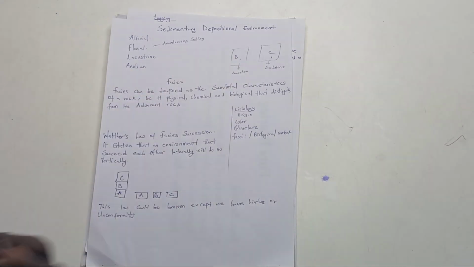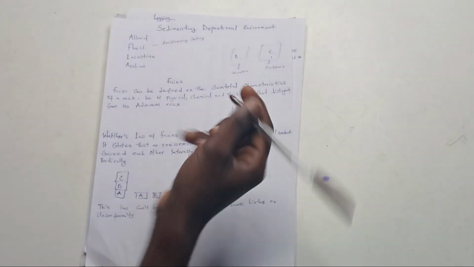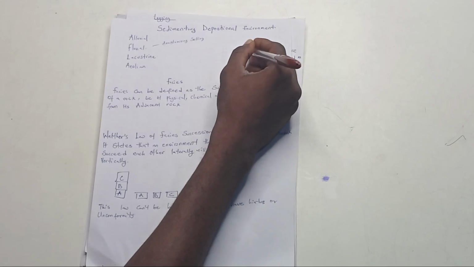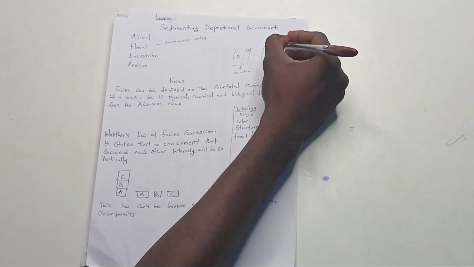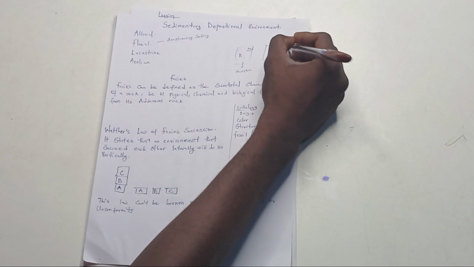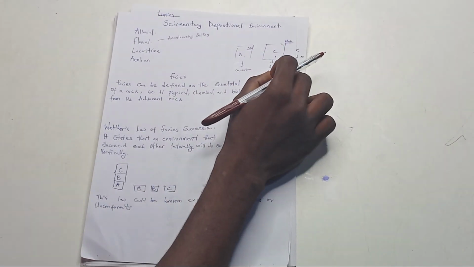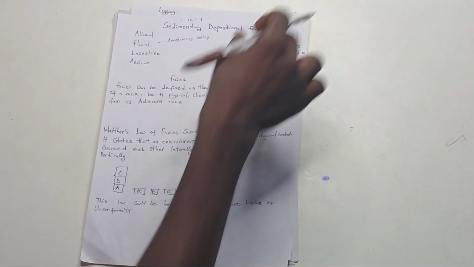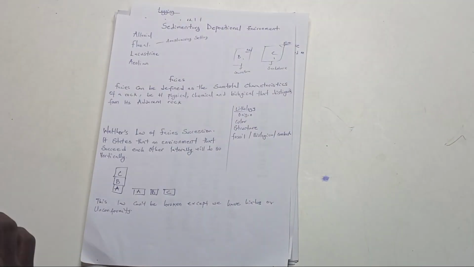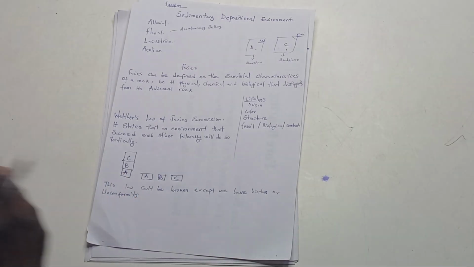Okay, so let me give a simple example. This one here can be red in color, and here can be blue. So this red sandstone and blue sandstone are different. They are of different facies. So facies are the sum total characteristics of a rock, be it physical, chemical, or biological, that distinguish it from its adjacent rock.